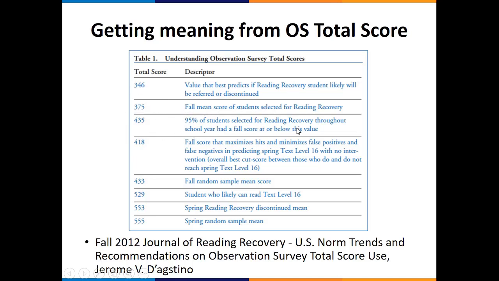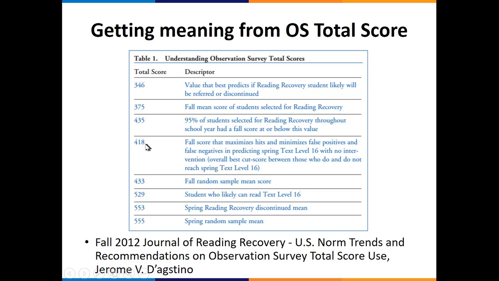95% of our Reading Recovery kids throughout the school year had a fall value at or below a 435. So most of our kids come in, 95% come in at or below a 435. A score of 418, I'll read the official version here, is a fall score that maximizes hits and minimizes false positives and false negatives in predicting a spring text level of 16 with no intervention.